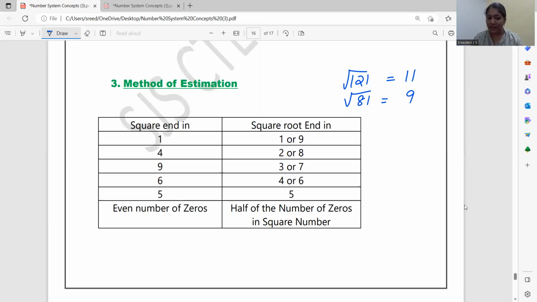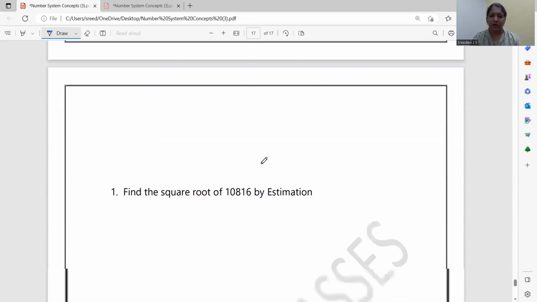Whenever a square ends in 9, the square root will end in 3 or 7. Whenever a square ends in 6, the square root will end in 4 or 6. Whenever a square ends in 5, the square root will also end in 5. Also, an even number of zeros will be there in the square number, and half that many zeros will be there in the square root. Okay, so let us see.